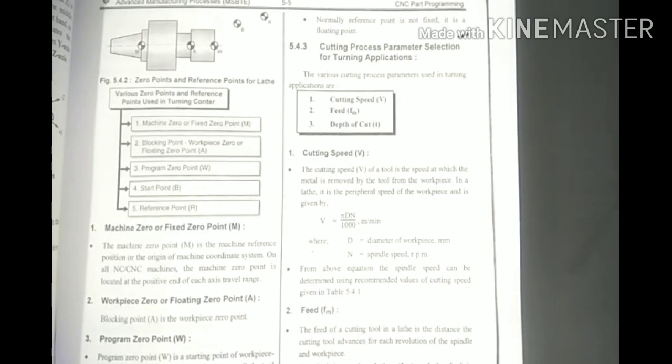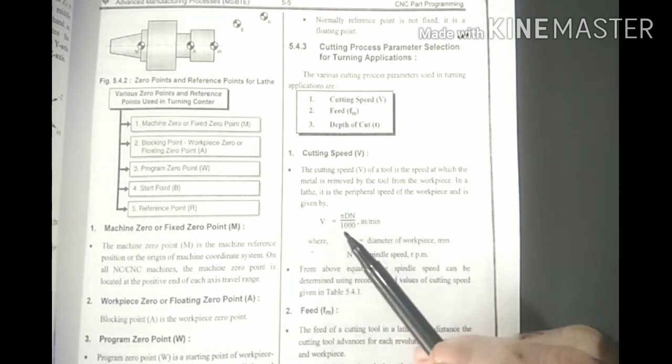Cutting process parameter selection for turning application. The various cutting process parameters used in turning applications are cutting speed, indicated by V, feed, Fm, and depth of cut, T. Cutting speed. The cutting speed of tool is the speed at which the metal is removed by the tool from the workpiece.